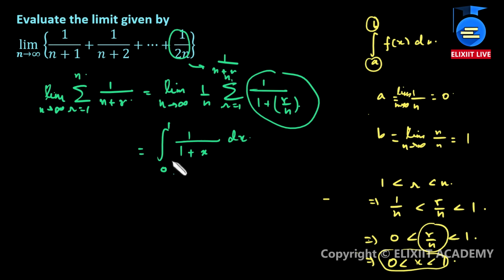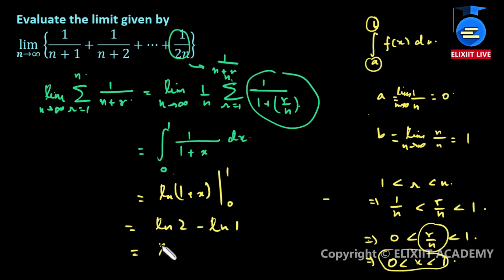So this is simply given by the integration from 0 to 1 of 1 upon 1 plus x dx. Now we solve this integration. Simple solving gives ln(1 plus x). The range goes from 0 to 1. So this converts to ln(1 plus 1), which is ln 2, minus ln 1, and log 1 is 0. So we have ln 2 over here. The answer is ln 2.